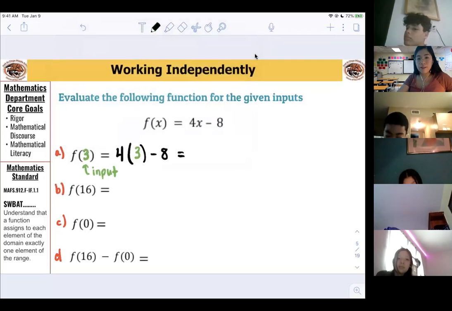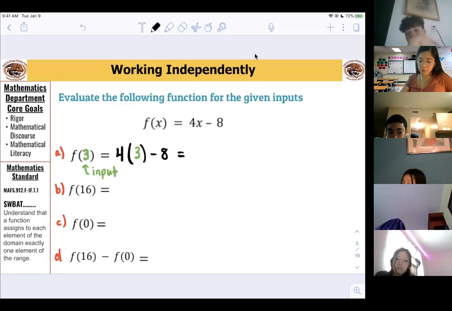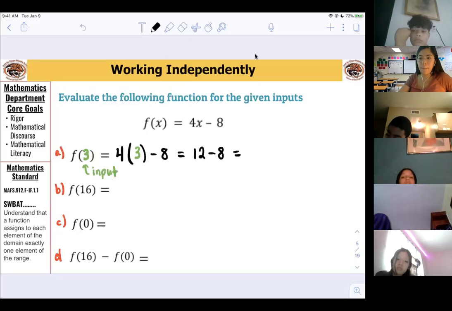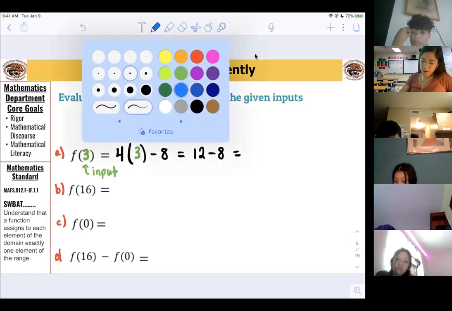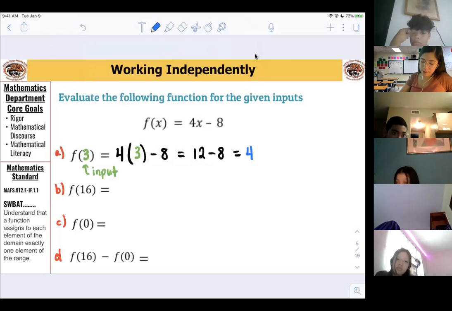So in order to get my answer, what should I do first? Should I do 4 times 3, or should I subtract 8? 4 times 3. I'm going to use my order of operations. So my order of operations say I got to multiply first. So 4 times 3 is 12. And what's 12 minus 8? 4. So 4, since that's the answer I got at the other side, that's my output.